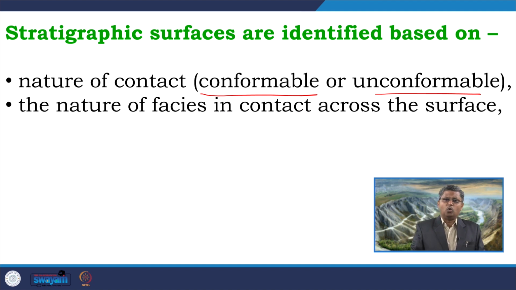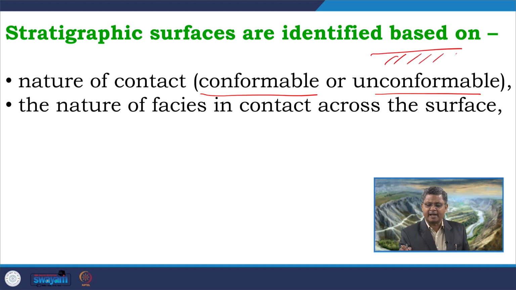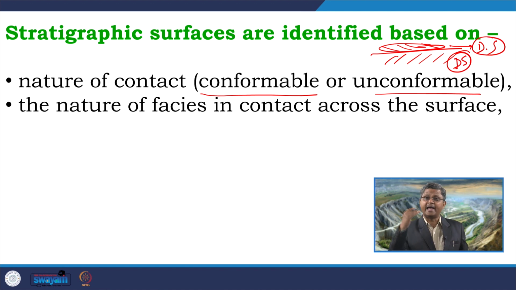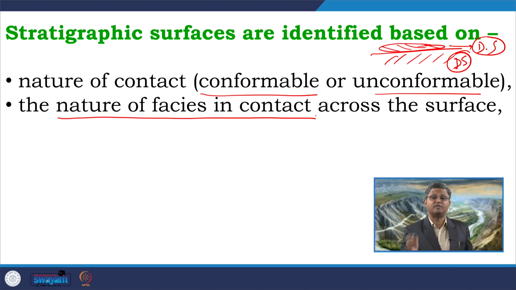Second, what are the facies types in contact across the surface? If this is the surface, then what kind of facies lie below, and what kind of facies lie above that particular surface? Because when we look at the facies, particularly the 3D assemblage of the facies, that gives us an idea about the depositional systems. So, the distribution of different depositional systems, underlying and overlying that surface, is very important. So, the nature of facies in contact across the surface is very important.